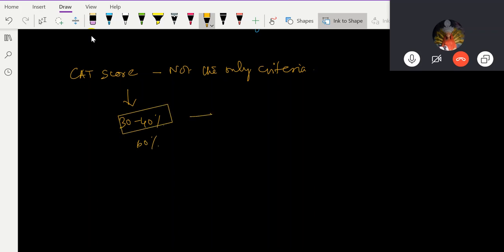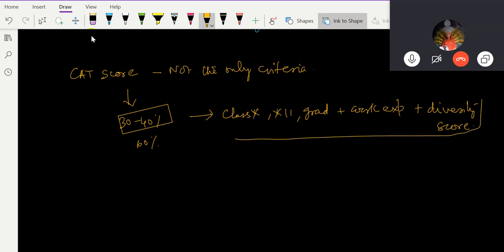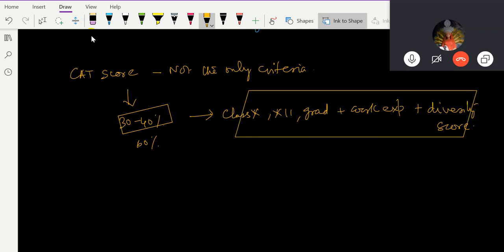And the rest is based on your class 10, 12, graduation plus work-ex. And for female candidates, there is also a diversity score. Okay, so these make up a substantial weightage of the total percent at the GDPI level.